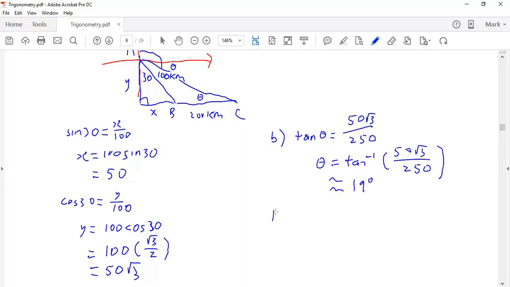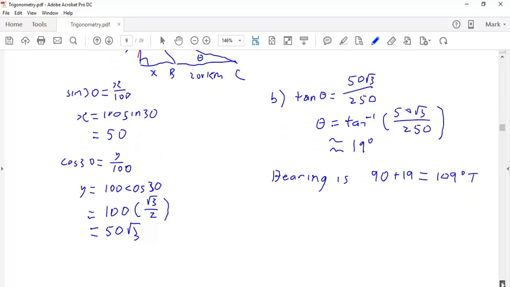So that means the bearing is 90 plus 19, so that'll be 109 degrees true north. So that's that question, and we'll just do one more question.